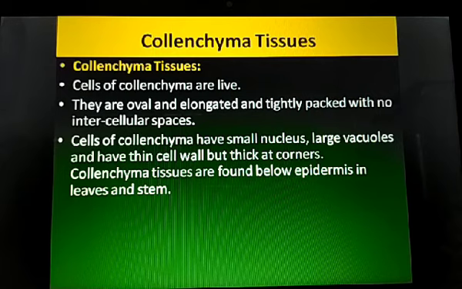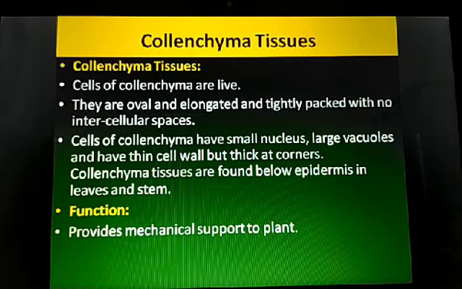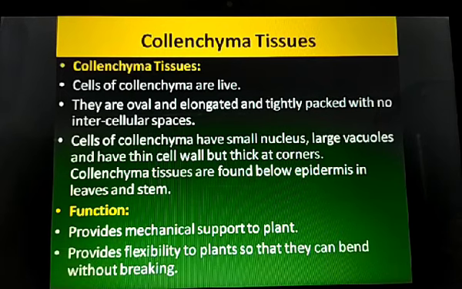Collenchyma tissues are found below the epidermis in leaves and stem. Epidermis is basically the outer layer, so they are present just below that layer. And let's see what the different functions are. First, it provides mechanical support to the plant. And second, it provides flexibility to plants so that they can bend without breaking.